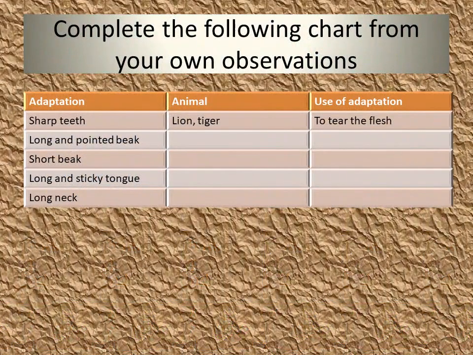Here is a small activity for you children. You have to write down this table in one of your sheets. Complete the following chart from your own observations. Some adaptations are given here and you have to find out which animals have them and what their uses are. Like sharp teeth: lion, tiger, and these are used to tear the flesh.